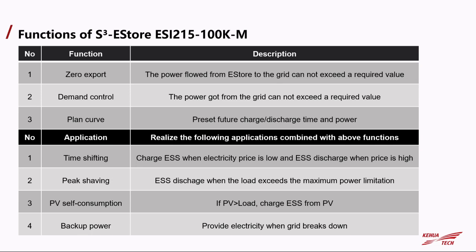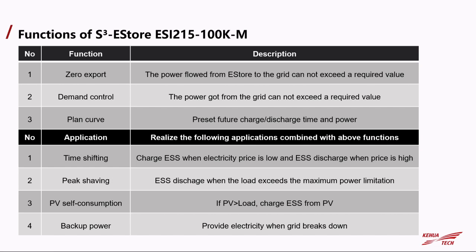And the second point is demand control. That means the power you get from the grid cannot exceed the required value, because, as I said before, maybe there is a limitation about the transformer capacity, the maximum power you can get from the grid. So you can limit the power you get from the grid, and you can let the energy storage system discharge to provide energy. And the third is the planned curve. The planned curve means you can set the charge and discharge time according to the load demand or the electricity price difference at different times.